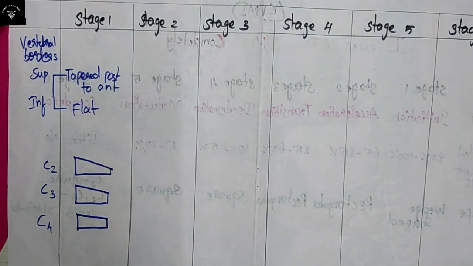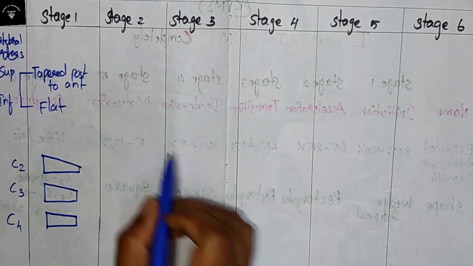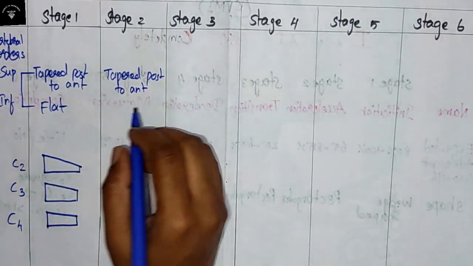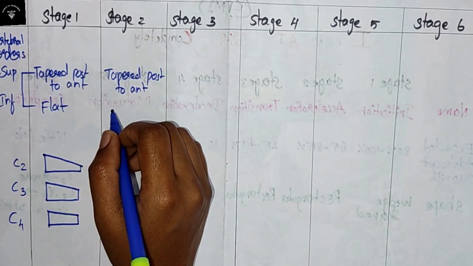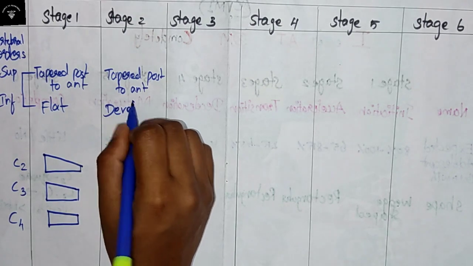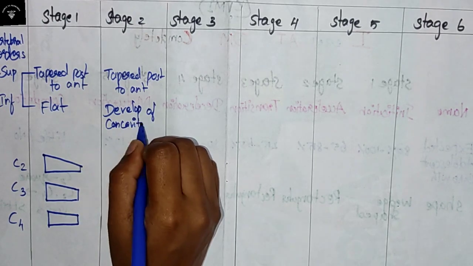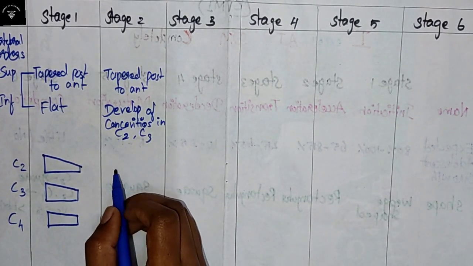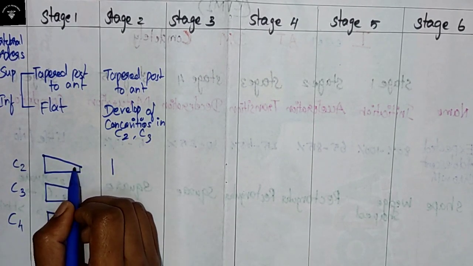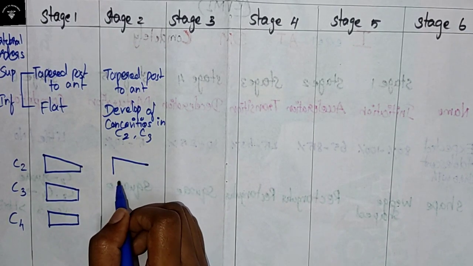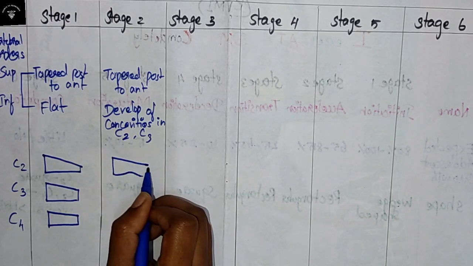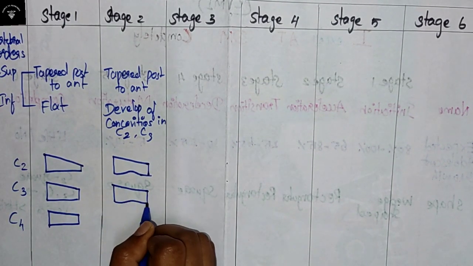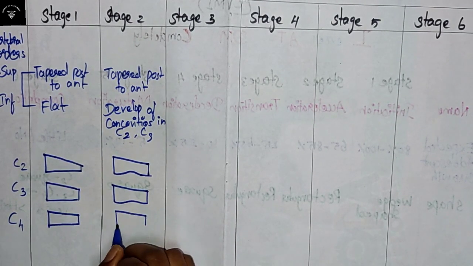So these are the vertebral borders in stage 1. Now it's different for stage 2. In stage 2, the superior border is the same as stage 1, that is tapered posterior to anterior. Inferiorly, there will be development of concavities only in C2 and C3 vertebrae. So how will it be in C2? The superior border is the same as stage 1, but in the inferior border there will be a little bit of concavity. Same in C3. There will be no concavities in C4 vertebrae, so it will be flat.